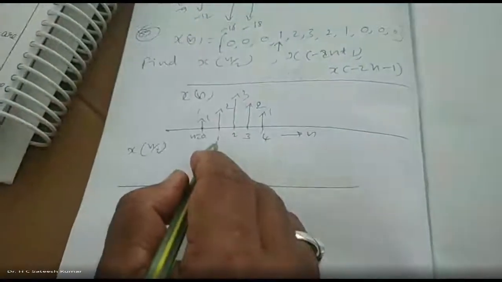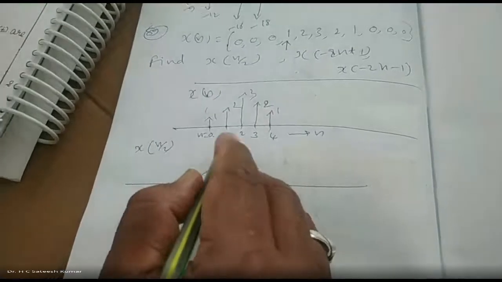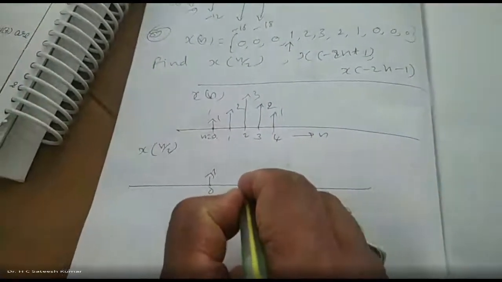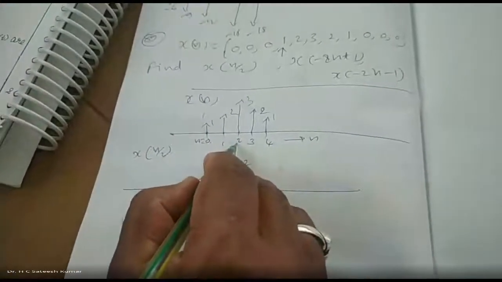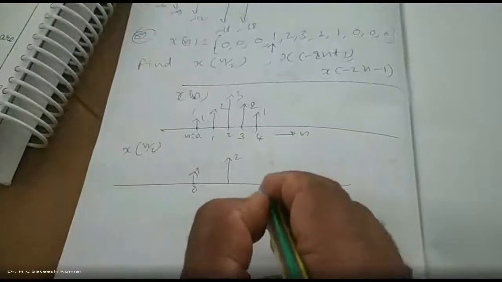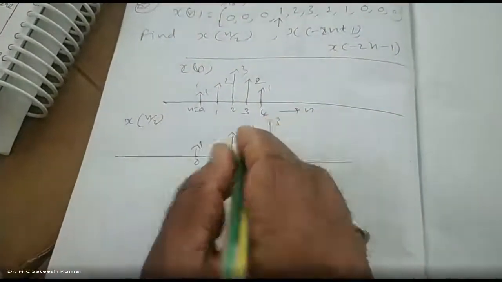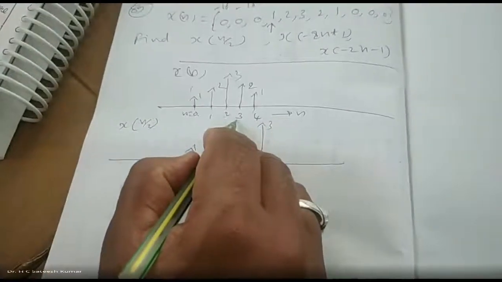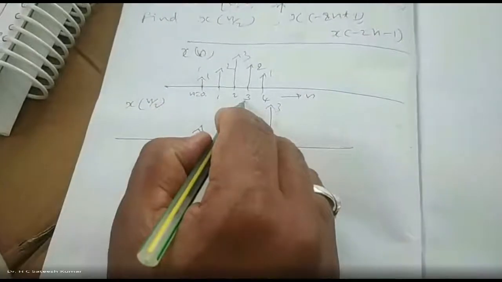N by 2 is equal to 1, therefore n is equal to 2. At 2, its value is 2. N by 2 is equal to 2, n is equal to 4. At 4, its value is 3. Sorry, n by 2 is equal to 3, n is equal to 6, correct.